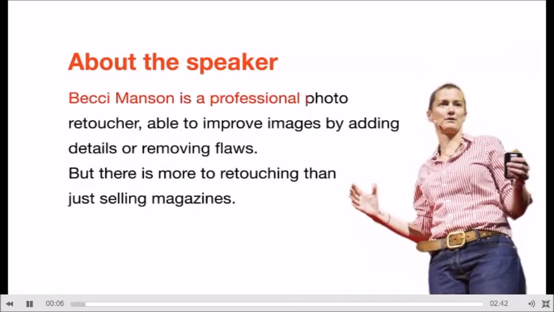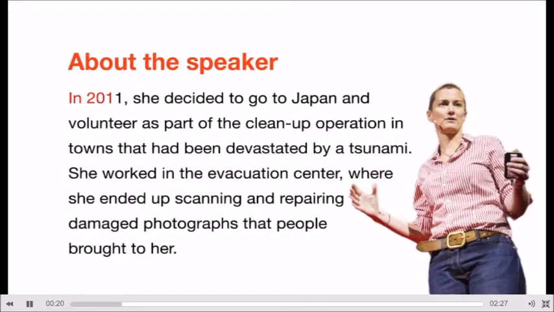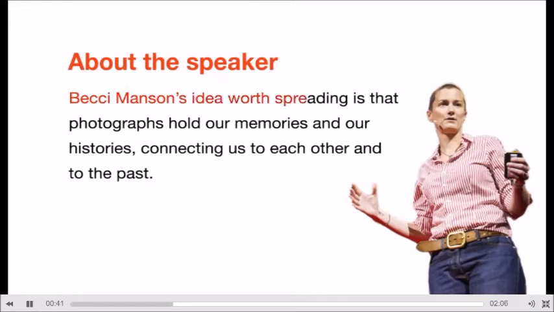Becci Manson is a professional photo retoucher, able to improve images by adding details or removing flaws. But there is more to retouching than just selling magazines. In 2011, she decided to go to Japan and volunteer as part of the cleanup operation in towns that had been devastated by the tsunami. She worked in the evacuation center, where she ended up scanning and repairing damaged photographs that people brought to her. Becci Manson's idea worth spreading is that photographs hold our memories and our histories, connecting us to each other and to the past.